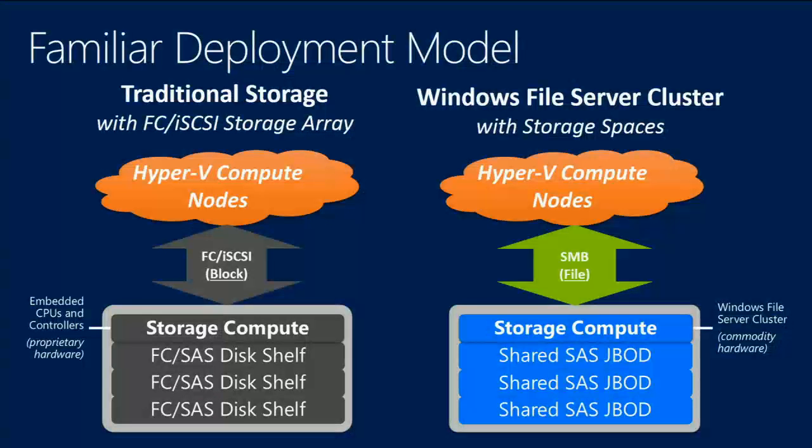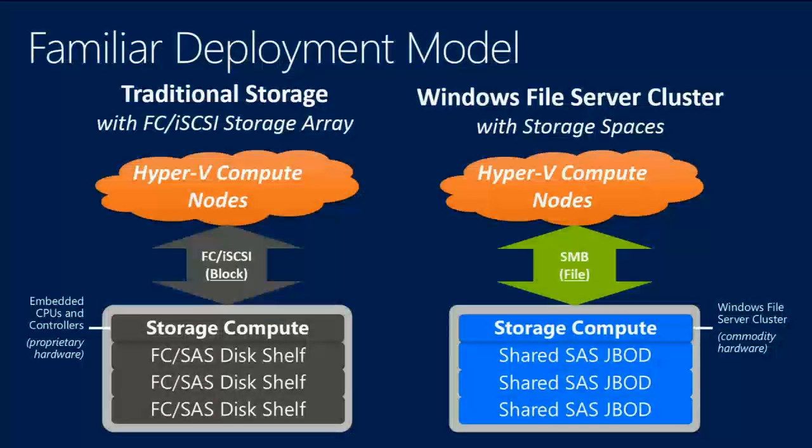With the Windows file server cluster, I'm talking file over SMB. I have a share. In fact, I have a share on a CSV, which aggregates all my storage in my cluster across all my servers, across all my JBODs. I present this share to my workload, and my workload runs on that share. So file, block, Fibre Channel, SMB.